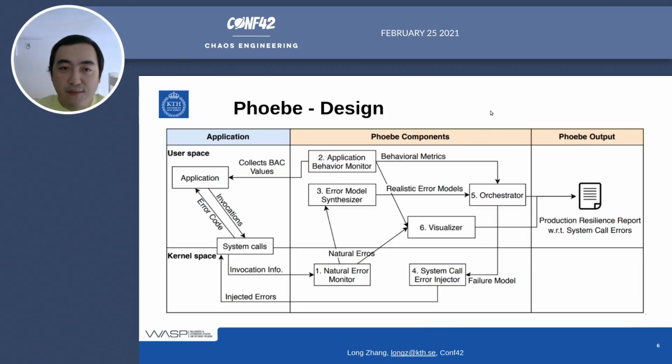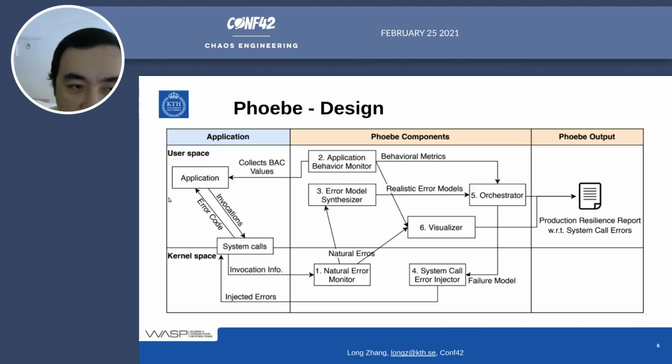So that's why we would like to do some research at system call level, and also about analyzing the realistic errors and generating the realistic error models for error injections. We call it Phoebe as a research type, and this is an overall picture of the design of Phoebe. So we can start from here.